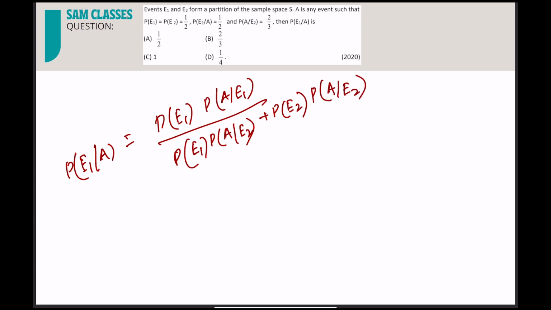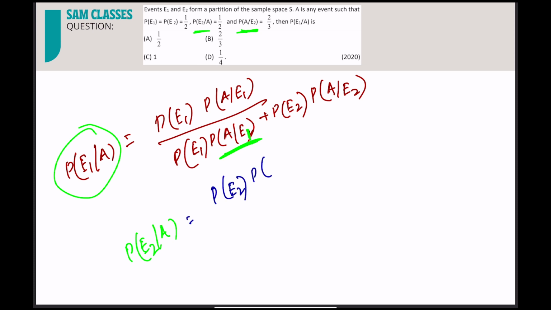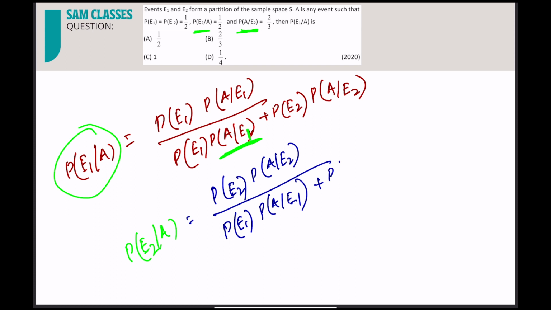Now if you see here, what we don't know is P(A by E1), so that is unknown here. And what they have given us is A by E2 and E2 by A also, so we'll use that. So instead of that, we'll use P of E2 by A. The moment we write P of E2 by A, it will be P of E2 into P of A by E2 divided by the whole thing: P of E1 into P of A by E1 plus P of E2 into P of A by E2.